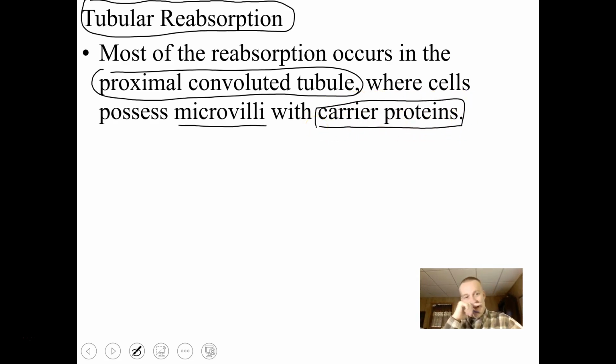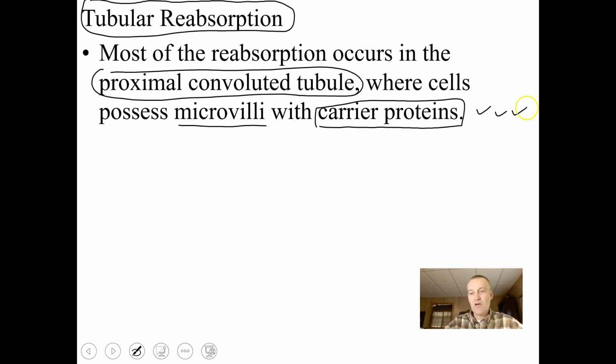Okay, so that's where most reabsorption is going to occur, in the proximal convoluted tubule, and it's because they have the machinery, both the surface area because of the microvilli and the proteins to do the work of carrying materials across the membrane of that cell.